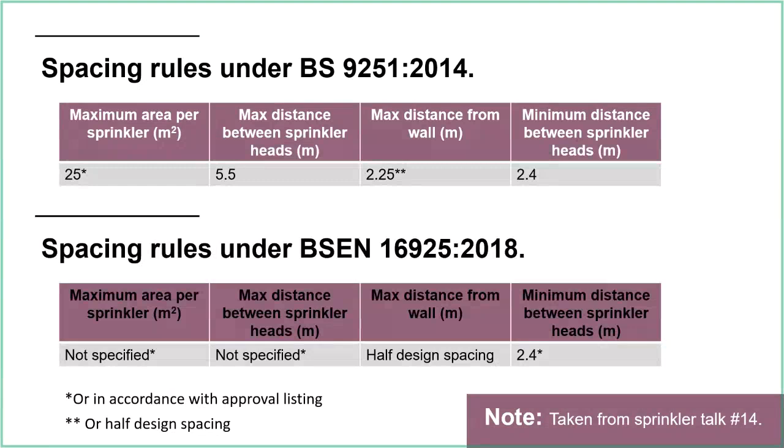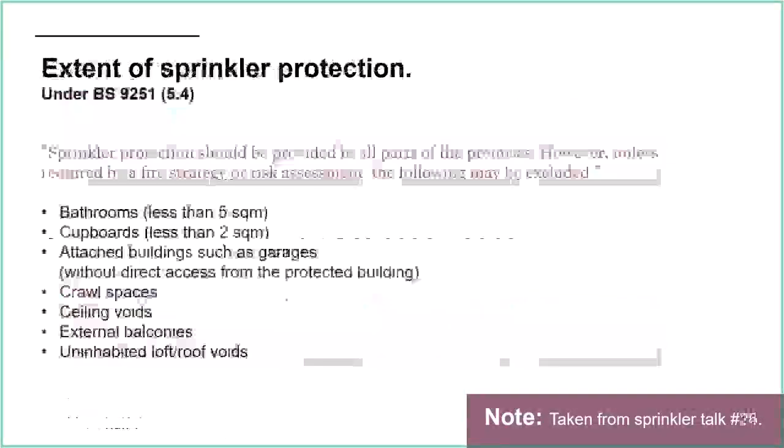So if the sprinkler head itself says that the maximum distance between sprinkler heads is 5 meters, then obviously go with that. Under 16925, the other residential standard, there aren't so many figures listed in the standard, which I think is where we're headed really. So basically, you just look at the approval of the sprinkler head, and that will tell you that information. So for simplicity, we're going to be looking at 9251 today to look at those examples.